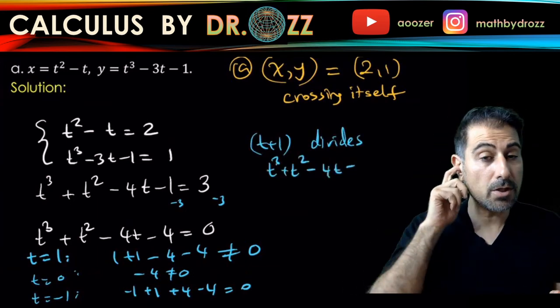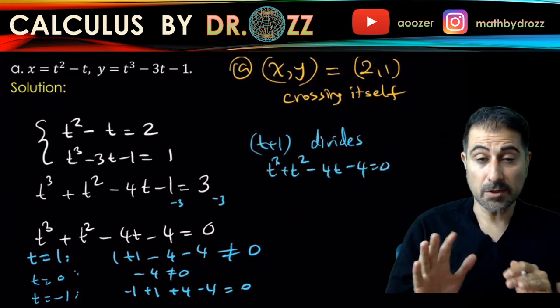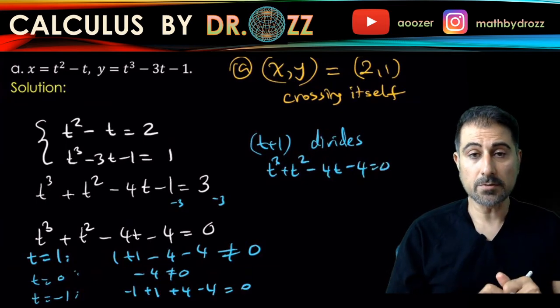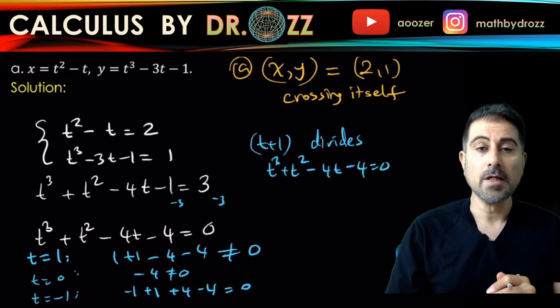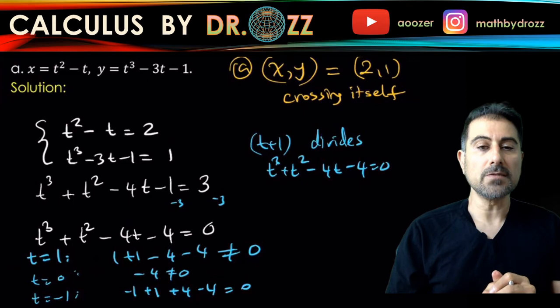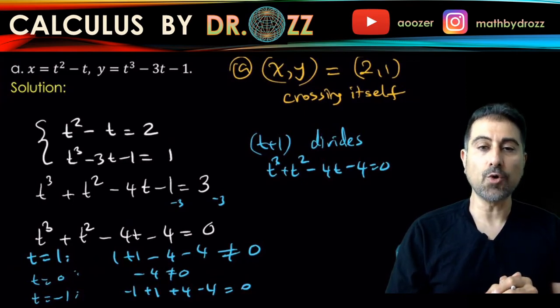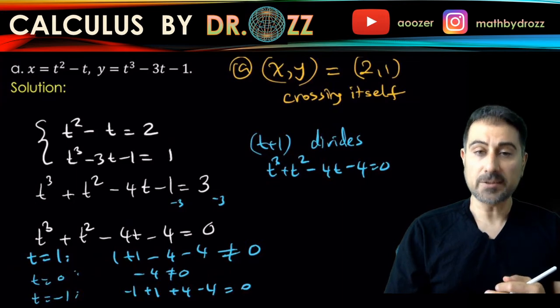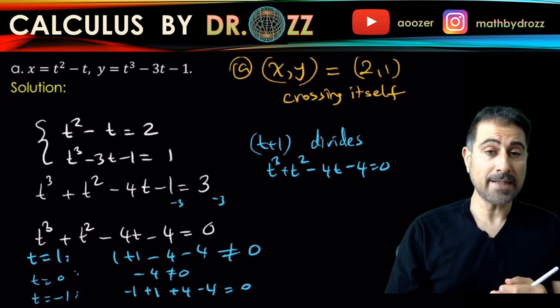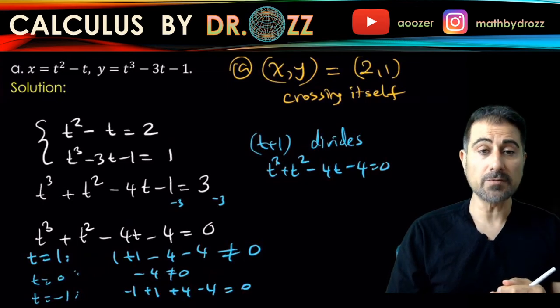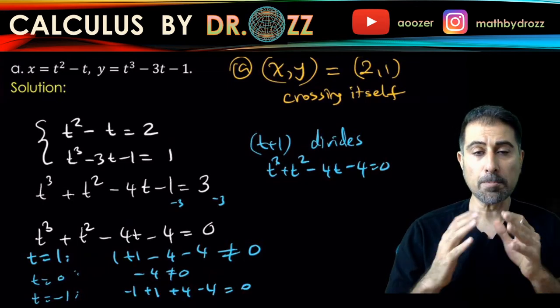All right, so go ahead and pause the video, because this is the part I'm not going to do, because this is sort of like algebra. Do the long division. Divide this polynomial t cubed plus t squared minus 4t minus 4 by t plus 1 and get the quadratic out of that. And that quadratic is going to tell you the other roots, other zeros of this equation. Okay? Please do it.